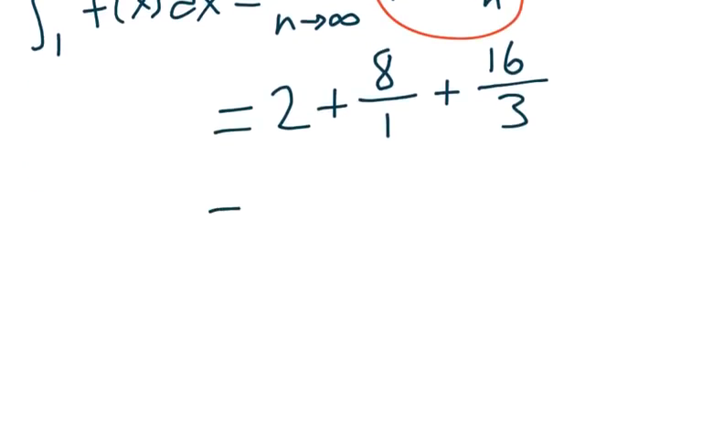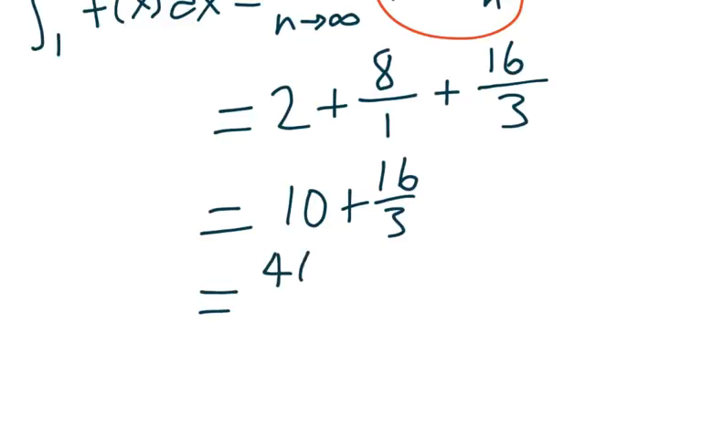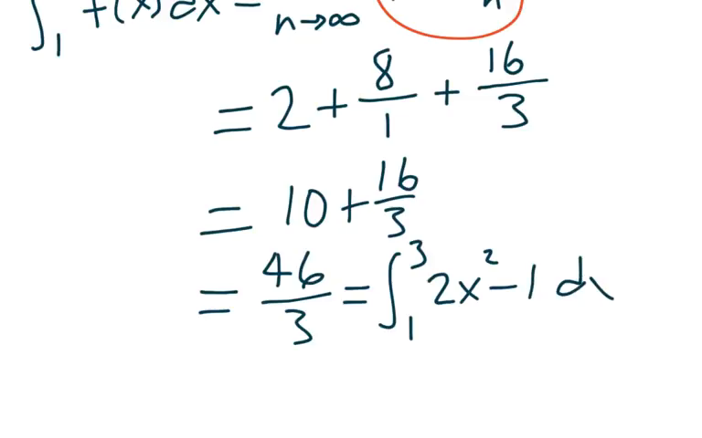And we're home free. 2 plus 8 over 1 is 10, plus 16 over 3. Of course, 10 is 30 over 3, so we get 46 over 3. So that's the integral from 1 to 3 of 2x squared minus 1 dx.